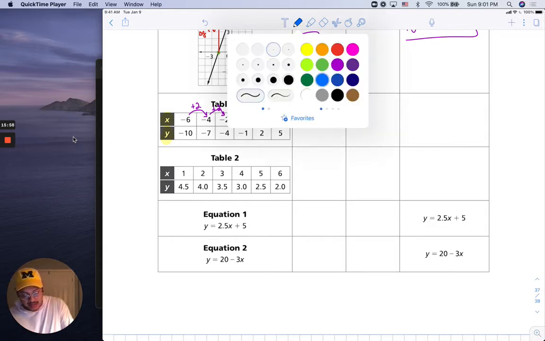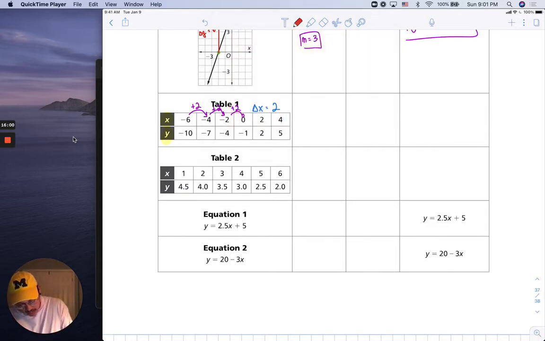Now let's analyze the y values. -10 to -7. Looks like I added 3. Let me just double check. -7 to -4, that is also adding 3. And one more for good measure. -4 to -1, the change is also adding 3. So I think it's safe to assume that our change in y is a +3.